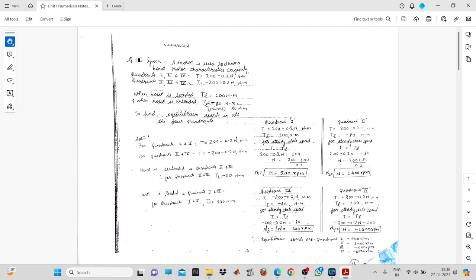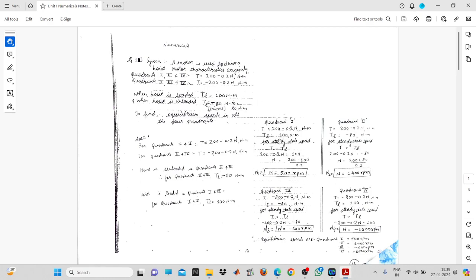Whenever you have to calculate the equilibrium speed, you have to equate the motor torque to the load torque. For quadrants 1 and 2, T will be equal to this, and for quadrants 3 and 4, T will be equal to this. There is a correction in this question which we'll have to make. Now we'll take quadrant number 1. For quadrant 1, we take this motor torque and the load torque when the hoist is loaded.